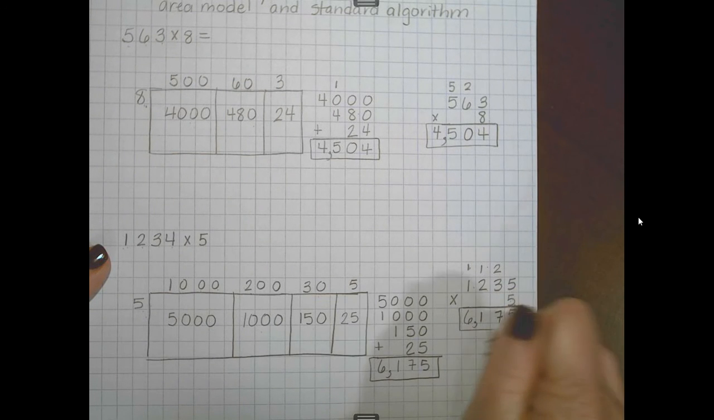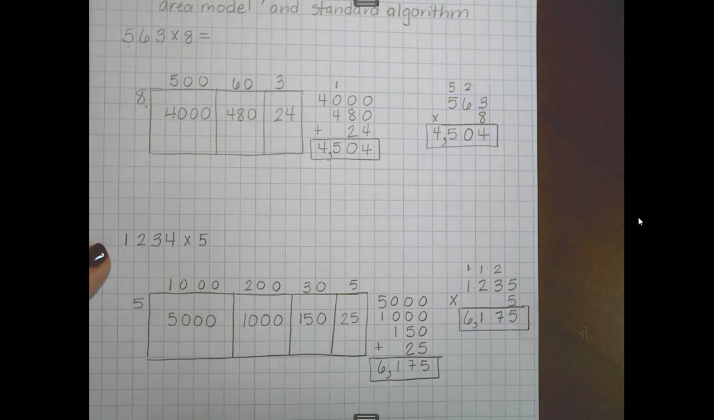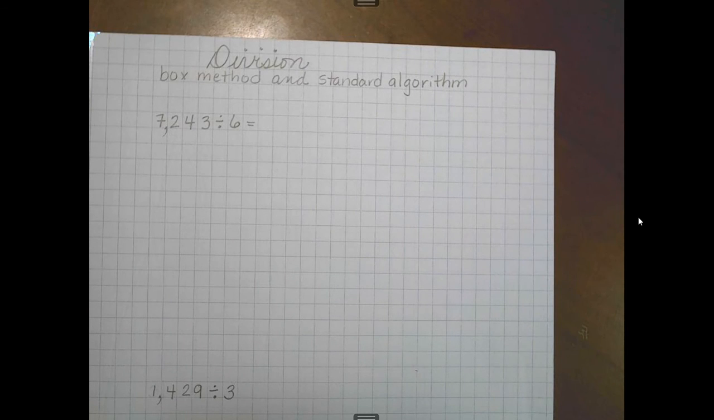All right. So on your independent practice assignment, you can pick either method, whatever you're comfortable with. If you're really good with the area model or the box method, why don't you give the standard algorithm a try? Why don't you do a couple of them with the standard algorithm and see how that works out for you? Now let's talk about the division strategies that I'm seeing.